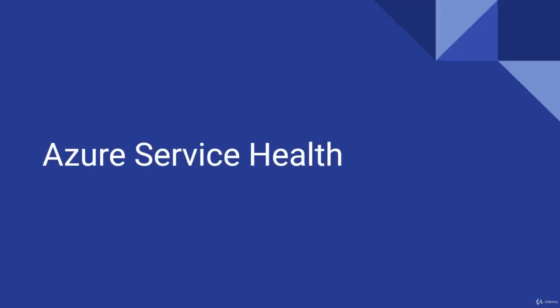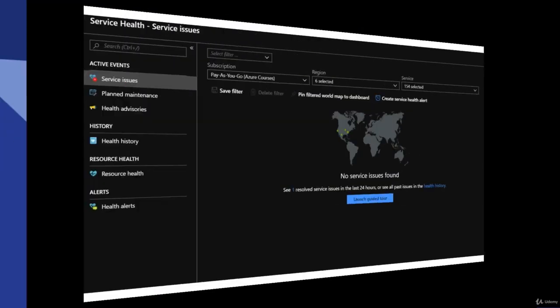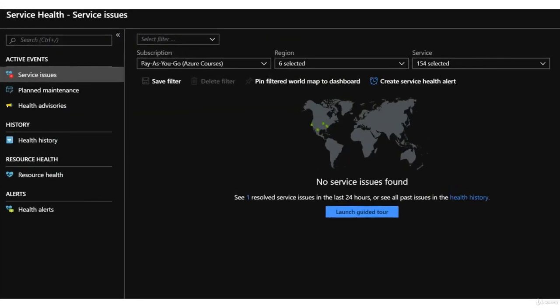One particular element of Azure Monitor is called Azure Service Health. And so you can see I clicked on Azure Service Health in my dashboard, and this is telling me what's going on within the world of Azure. So is there any kind of service issues within Azure, planned maintenance, or any kind of health issues? At the time that I took the screenshot, there were no service issues, but there was one service issue resolved within the past 24 hours.